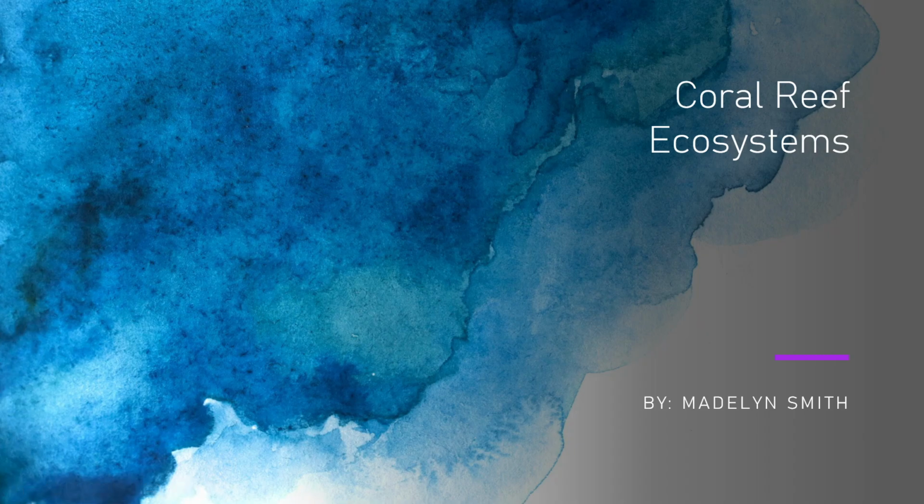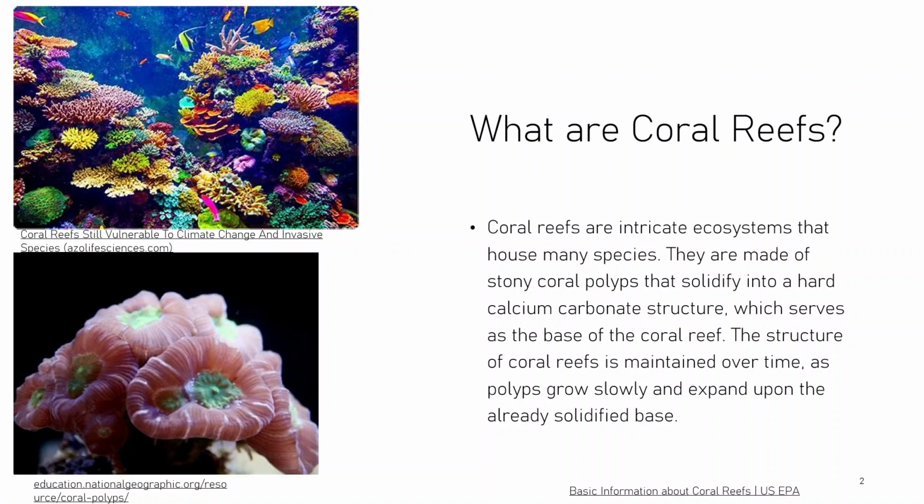Coral reef ecosystems. What are coral reefs? Coral reefs are intricate ecosystems that house many species. They are made of stony coral polyps that solidify into a hard calcium carbonate structure, which serves as the base of the coral reef. The structure of coral reefs is maintained over time as polyps grow slowly and expand upon the already solidified base.